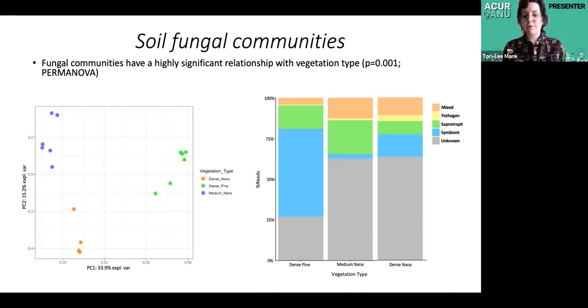So you might think, well, what does this actually mean in a functional sense? Here on the bottom right is a stacked bar plot showing lifestyles. They will tell you just that. We can see that in dense pine plots, the communities are mostly made up of symbionts. Dense nanna and medium nanna, on the other hand, are structured quite differently, lacking that proportion of known symbionts.